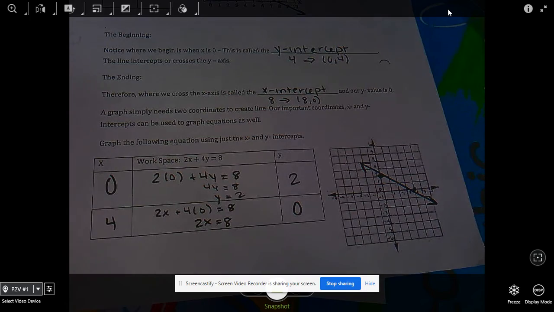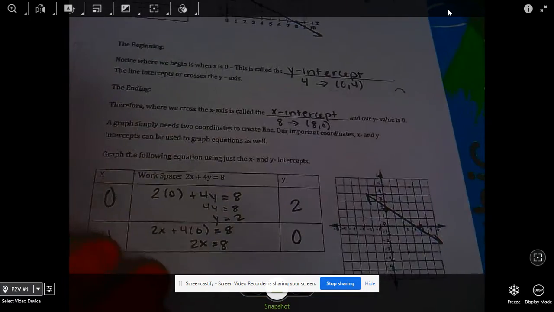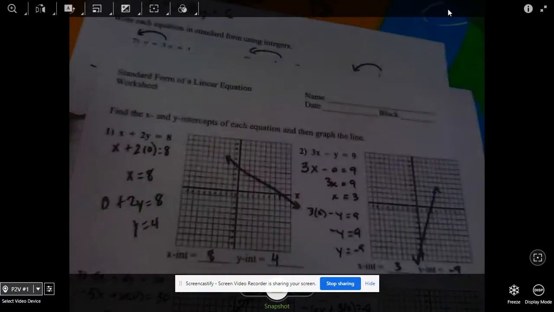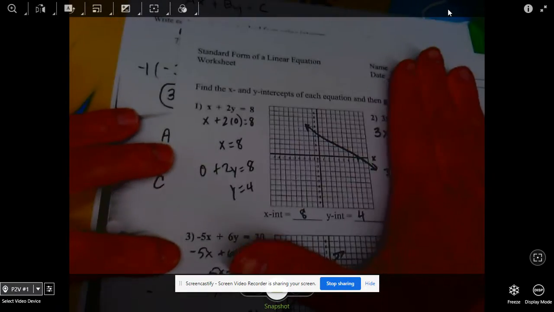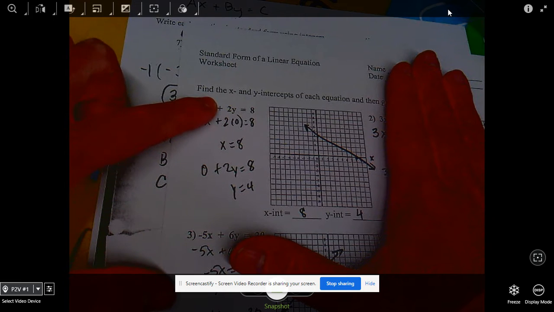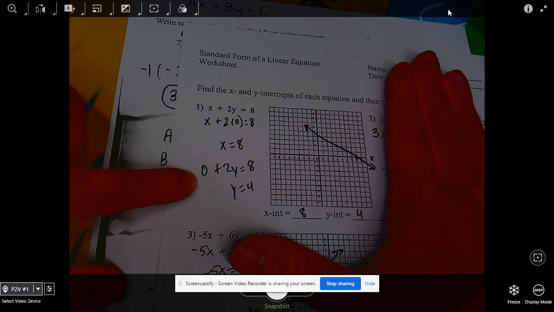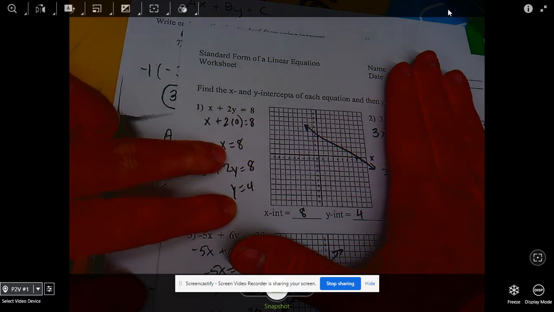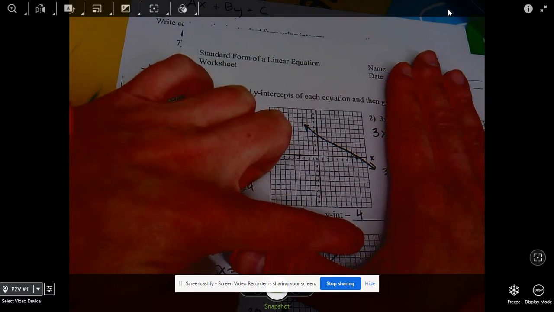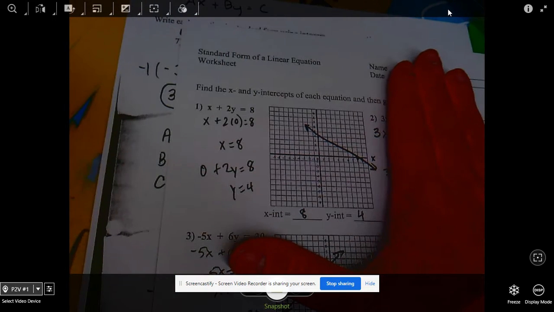Okay. So I want you to practice finding intercepts and graphing on your own on this paper. So what you're going to do is, let's focus here. You're going to find your x-intercept by plugging in 0. Then you're going to find your y-intercept by plugging 0 in for x. You're going to write them here, and you're going to graph them. You connect the 2 points, and then there's your line. All you need is 2 points to create a line.